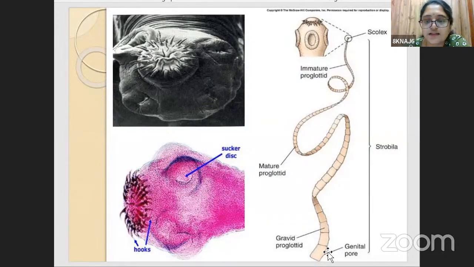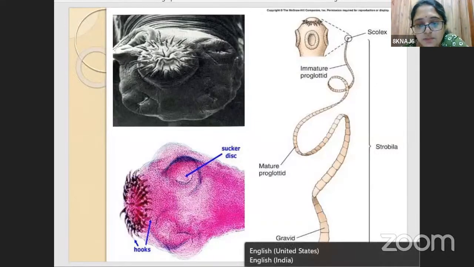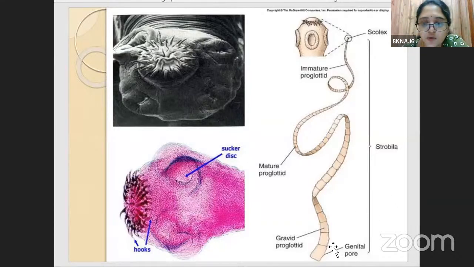Then again, they are hermaphrodites. Both the male and the female reproductive organs are present in each proglottid. A large number of testes is present and only one single ovary. So self-fertilization can take place inside the proglottid itself. And you have a characteristic oncosphere, which is a six-hooked stage seen only during development.